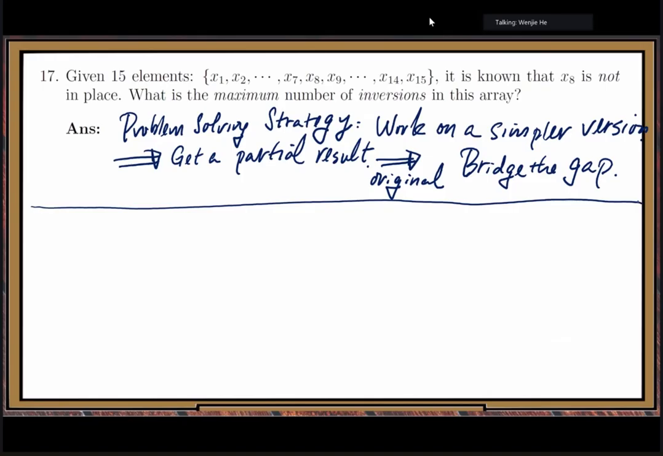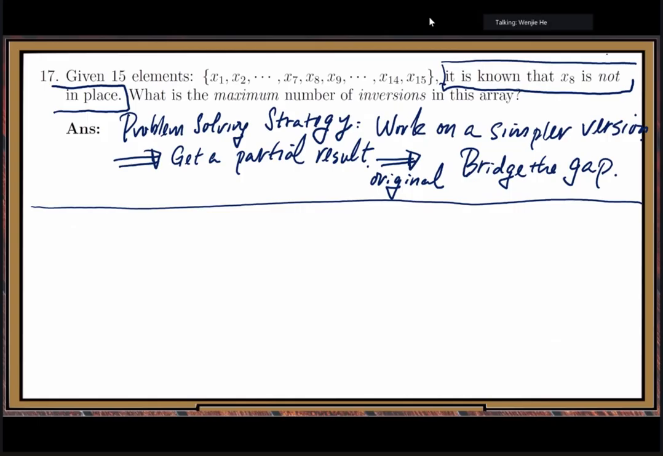What's the simplified version? Remove this condition, X8 is not in place. This is a condition, right? Think about, without this condition, can you solve this problem? Without this condition, given 15 elements, how to find the maximum number of inversions? Here, I hope you know the meaning of inversions, the definition of inversion.